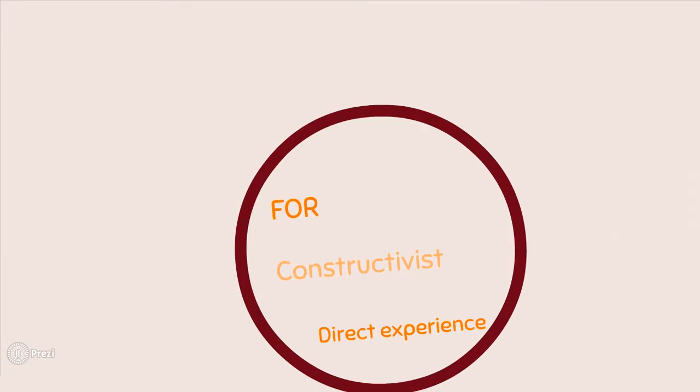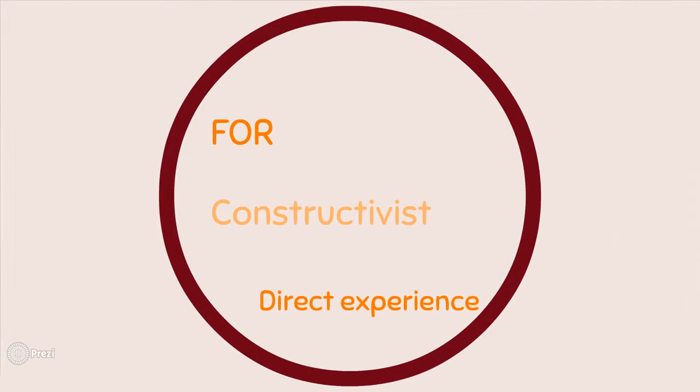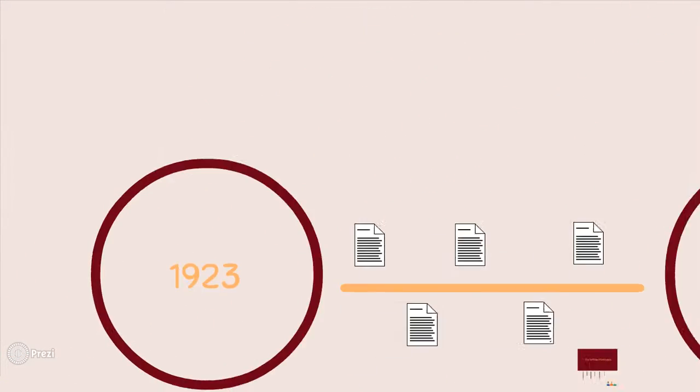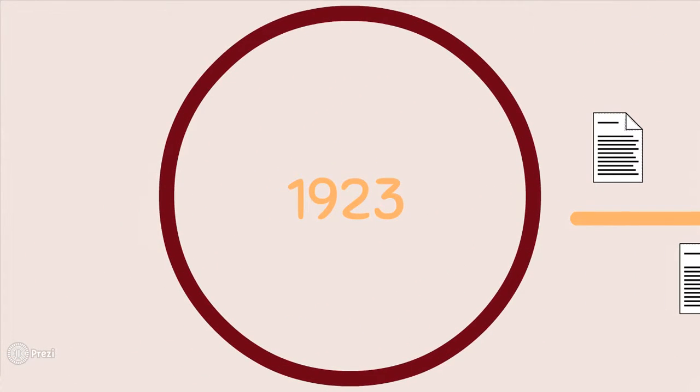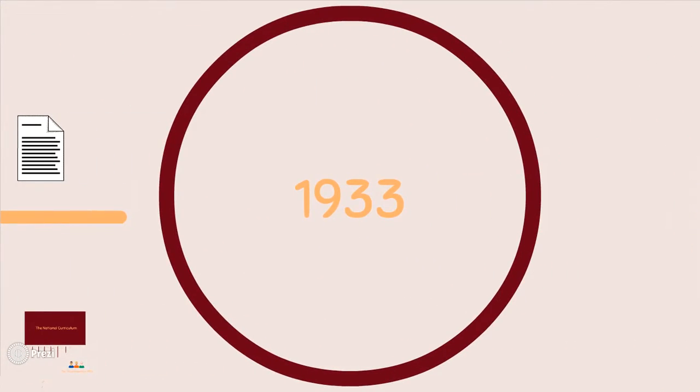According to Hayes 2010, arguments for cross-curricular learning come from theorists who hold a constructivist view of learning. That is the belief that children learn from direct experience. Historically, cross-curricular learning has a long pedigree. The 5 Hadow reports published between 1923 and 1933 made recommendations which would shape the national education system.